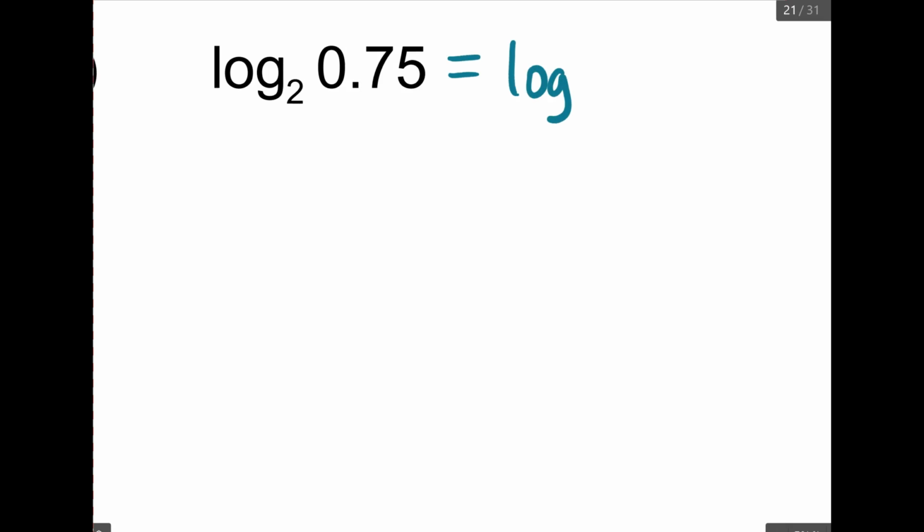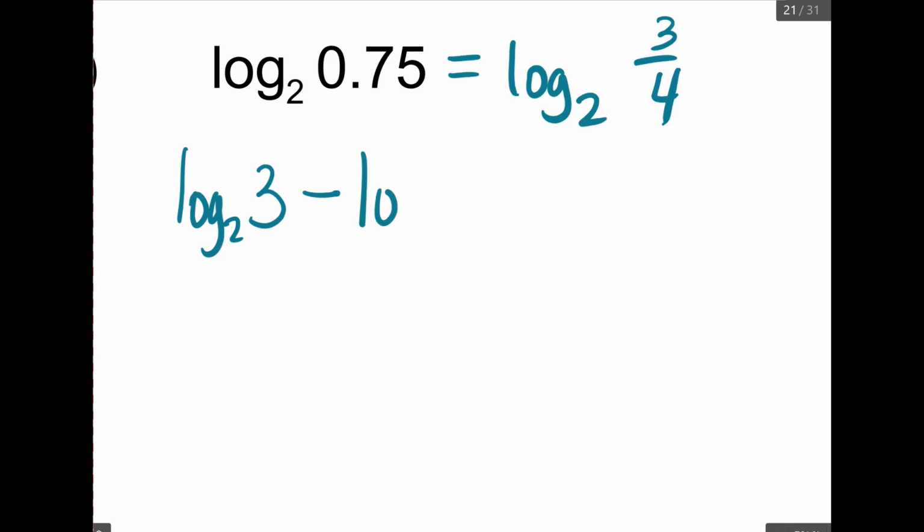Log base 2 of 0.75. Ooh. We can make that a fraction. Okay, so what's this equal to? 3/4. Good. So this is equal to log base 2 of 3 divided by 4. Oh, wait, I have a quotient. So I will take log of the top minus log of the bottom. Log base 2 of 3, which is the top, minus log base 2 of 4, which is the bottom. Do we know what log base 2 of 4 is?